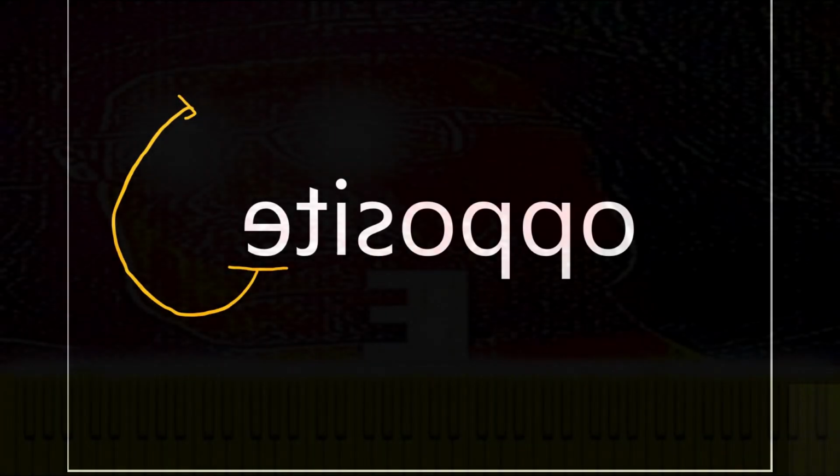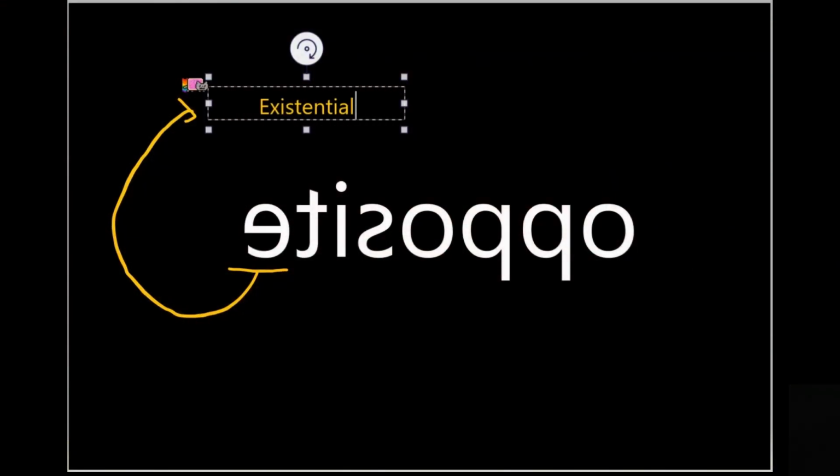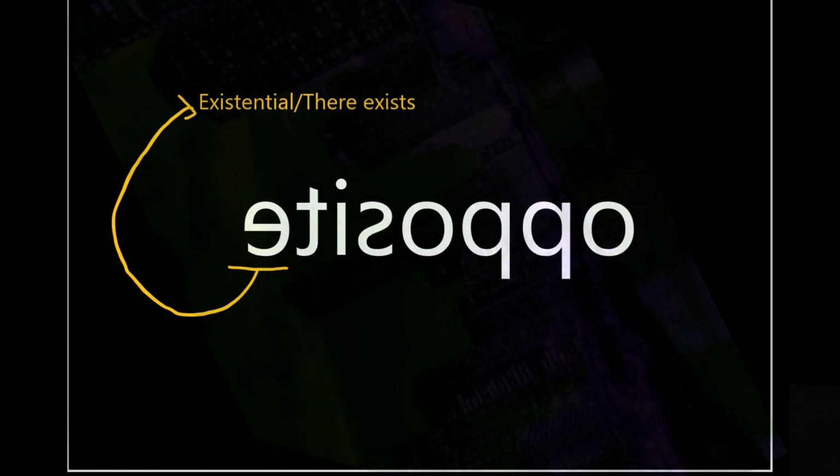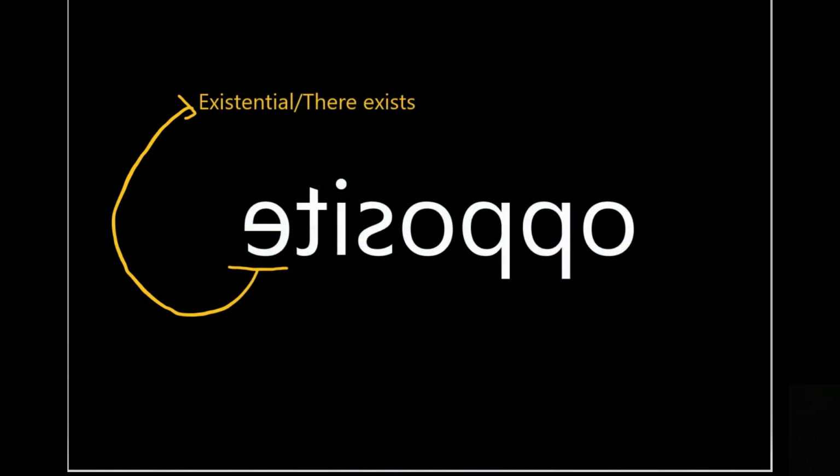It is a backwards E, which mathematically means existential, or there exists, written like this. This already tells us that such a day like this does exist.